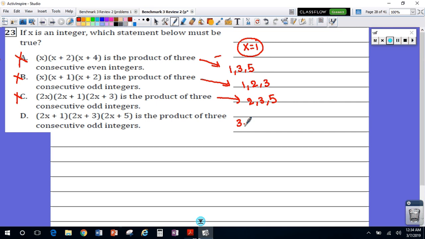When you plug in x equals 1 here, what happens? 2 plus 1, that is 3. 2 times 2 plus 3, that is 5. 2 plus 7, 5, that is 7. So 3, 5, 7 are consecutive odd integers. So answer is D.